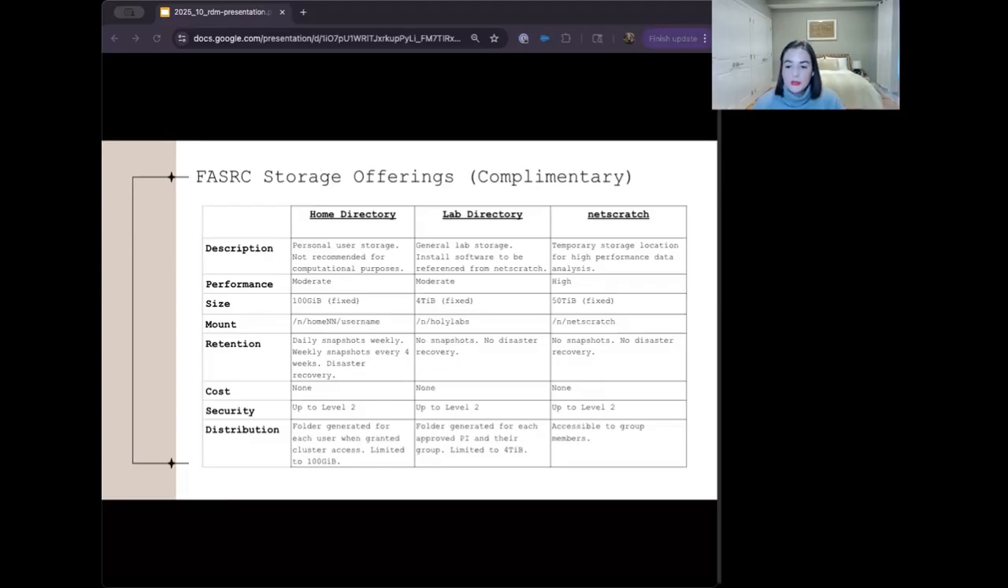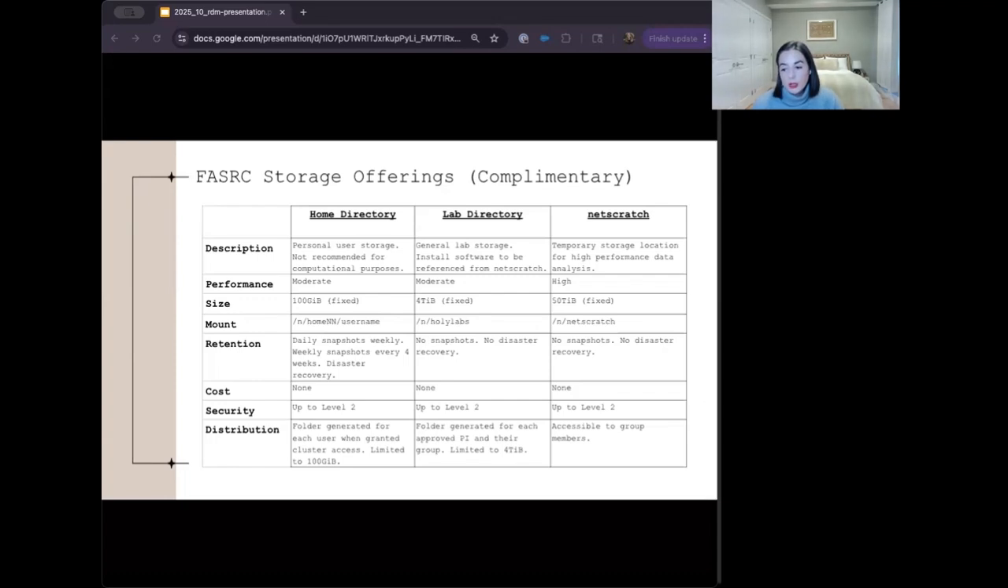Home directories are intended to be used as personal user storage. It's not really recommended for computational purposes, and it is limited to that 100 gigabyte space, so it's not expandable. So it should really be used for storing items like documentation, scripts, code, things like that. The lab directories are general lab storage. They are referenced from NetScratch, so you can move data back and forth, and is provided free of charge to all lab groups, again, with a fixed 4 terabyte limit, so that can't be expanded. This is just like a general lab space that you can use to deposit shared data.